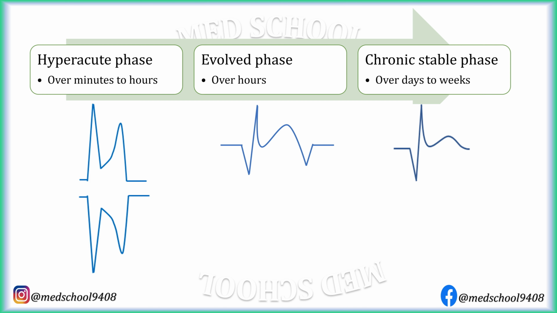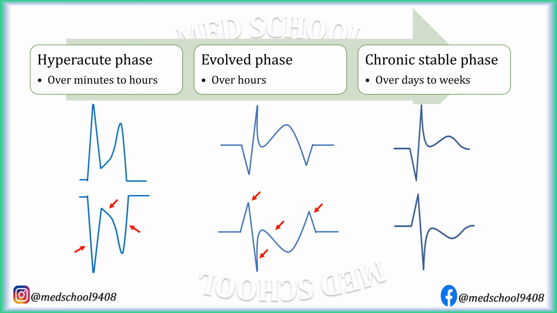In hyperacute phase, there will be deep Q wave, ST depression and deep symmetrical widened T wave inversion. In evolved phase, there is appearance of R wave, reduced amplitude of negative deflection, which would be S wave here, decreased ST depression and upright T wave. In chronic stable phase, there is maximal evolution of R wave, small S wave, normalized ST segment and T wave returns to normal negativity, especially in lead V1 and V2.